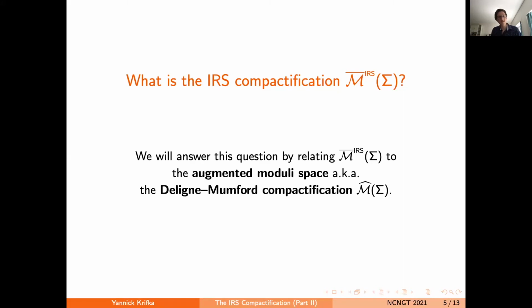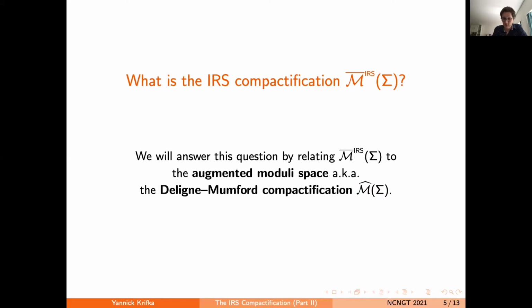And we will answer this question by relating the IRS compactification to another compactification of the moduli space, which is maybe more known. To me, it's the augmented moduli space, but if you like to talk about smooth algebraic curves, you might instead prefer to talk about the Deligne Mumford compactification, which I will denote in the following by M hat here. So before I can use the augmented moduli space to describe the IRS compactification, I should use a couple of words about the augmented moduli space.